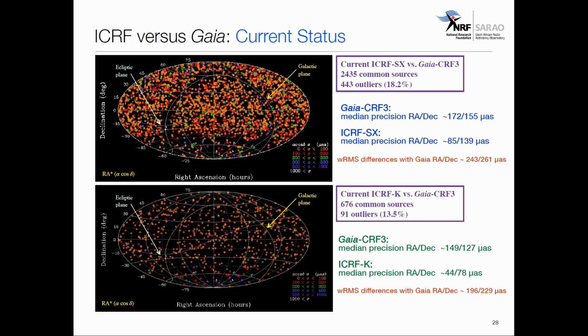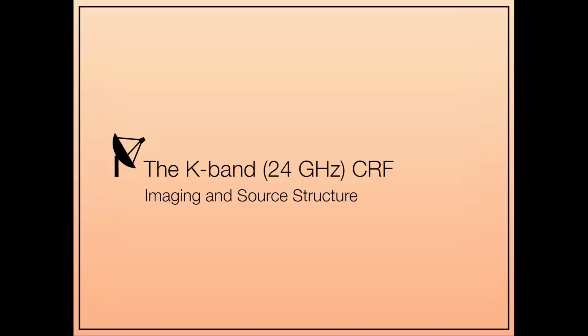And if we look at the differences, this is the position differences between Gaia and S/X over there, and between Gaia and K-band. These WRMS differences are also slightly lower if we do comparisons with K-band versus S/X band. So we are really impressed with the results of the K-band frame up to this point.